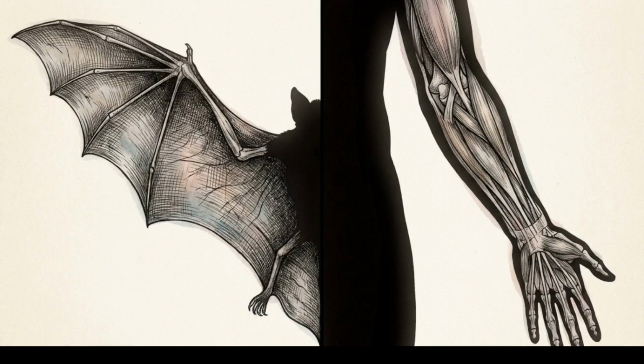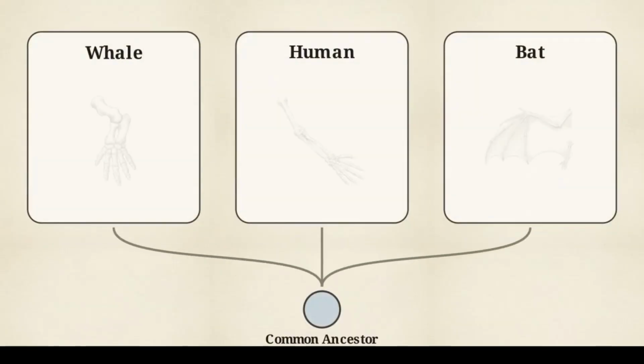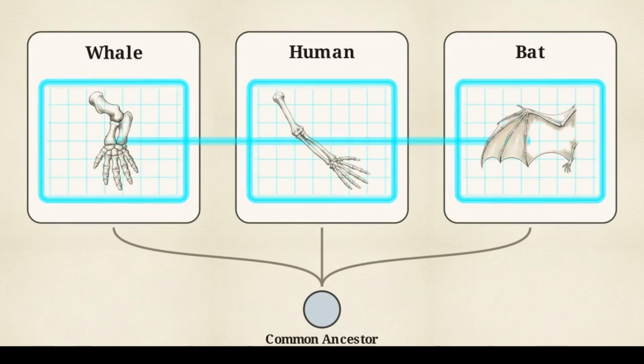This brings us back to those shared limb structures. Biologists call this homology. When different animals share the same anatomical blueprint, it indicates that they both inherited that structure from a common ancestor before their lineages moved in different directions.